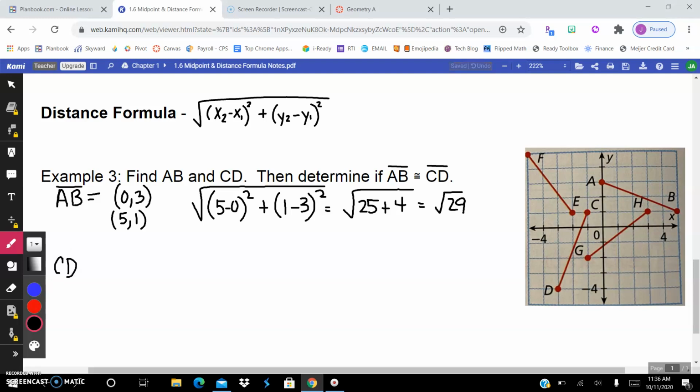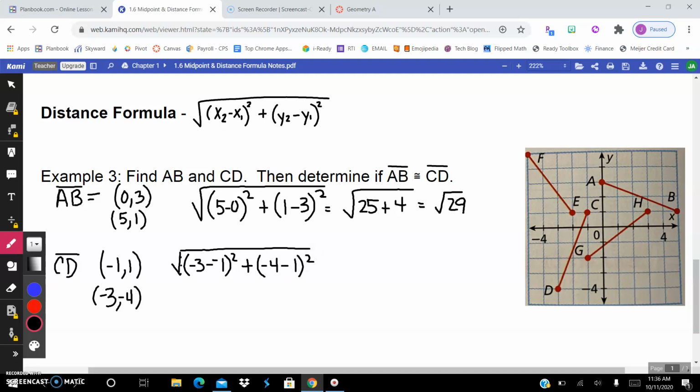So segment CD, our ordered pair looks like -1, 1, and D is -3, -4. So again, we're going to plug this into our formula. X from my second point would be -3 minus x from my first point would be -1, and we have to square that. And add y from my second point would be -4 minus y from my first point would be 1 and square that.